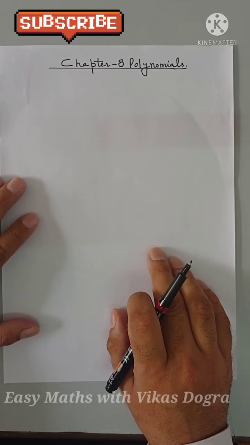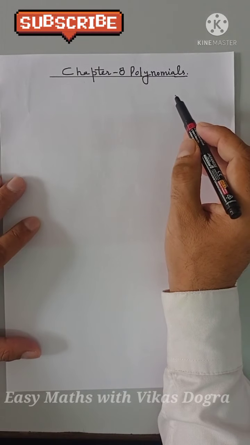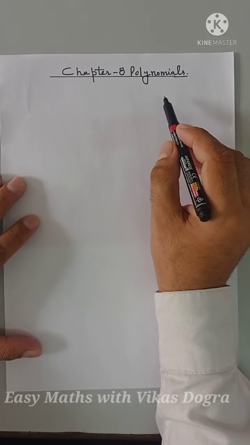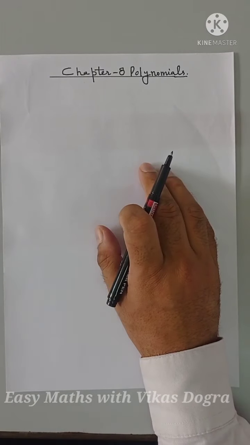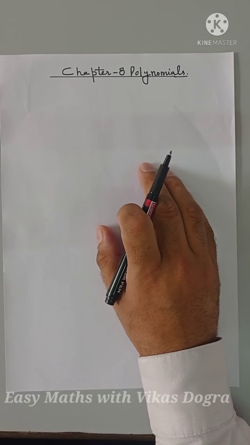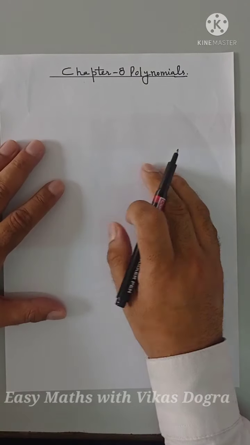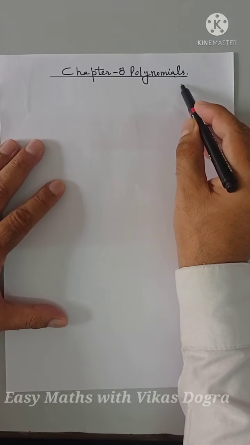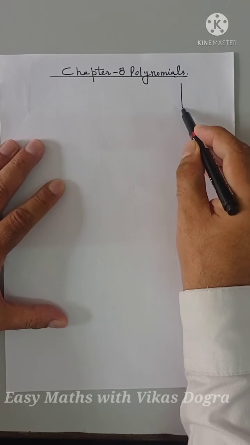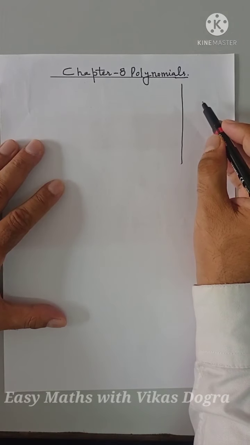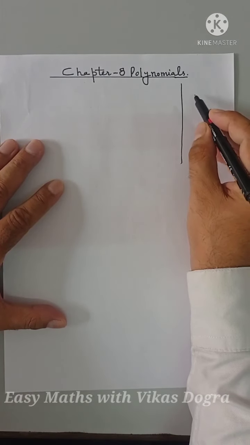Now listen, I am discussing polynomials. Before I start with polynomials, I wish to give you the simple definition. First, before you do polynomials, you must know what is a constant and what is a variable.